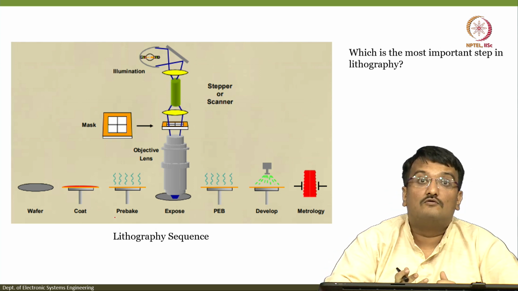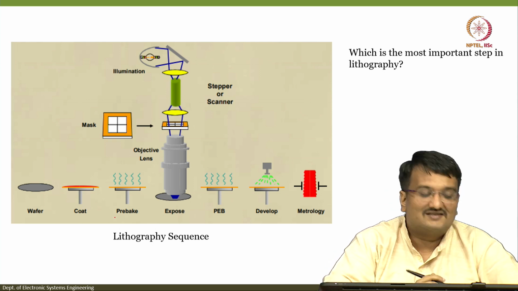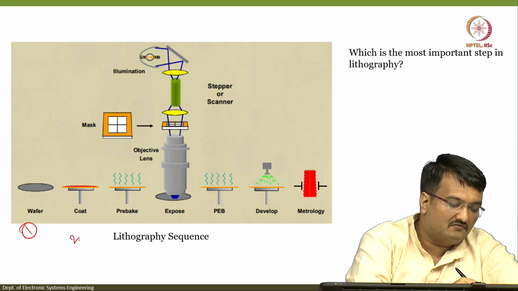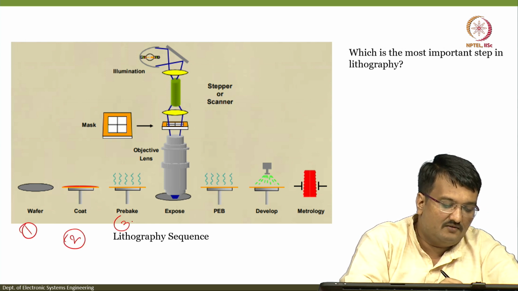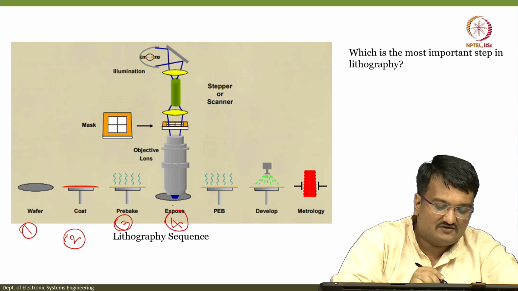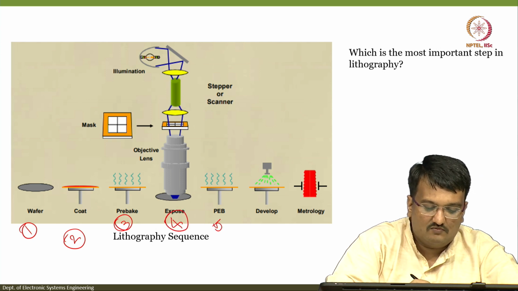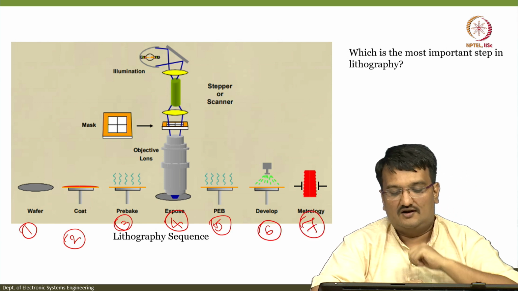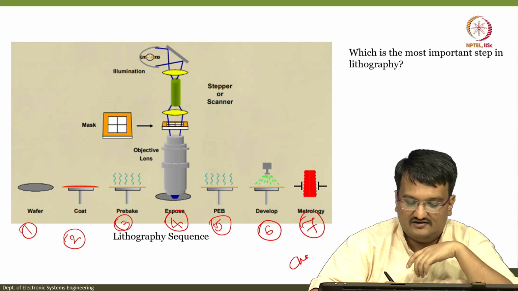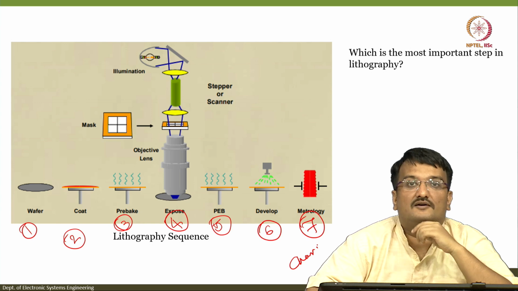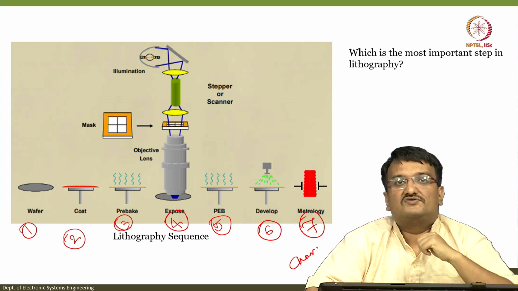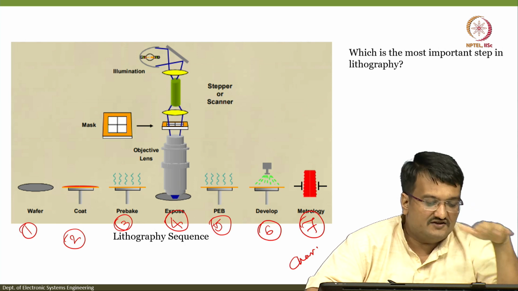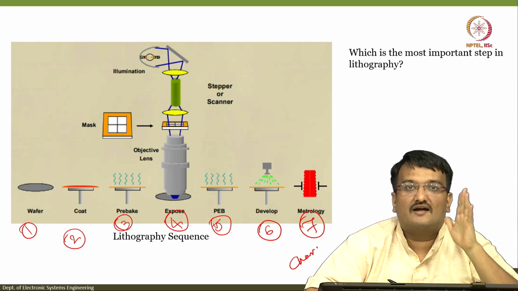Now all of you know what the processes in lithography are, right? First is wafer preparation, where you get the wafer, then coating, pre-bake. I'll just consider the entire step as fourth, and then expose, post-exposure bake, development and metrology, right? This metrology is nothing but characterization, same thing. So these are like 7 steps. Again I want you to pause the video and think about which of these is the most important step.